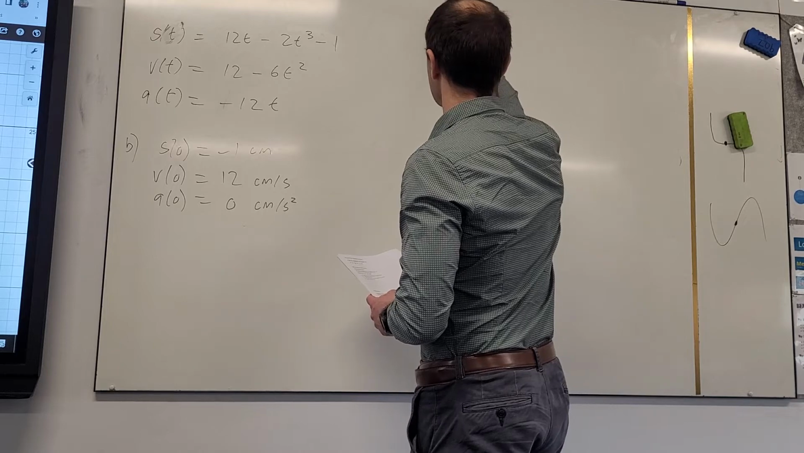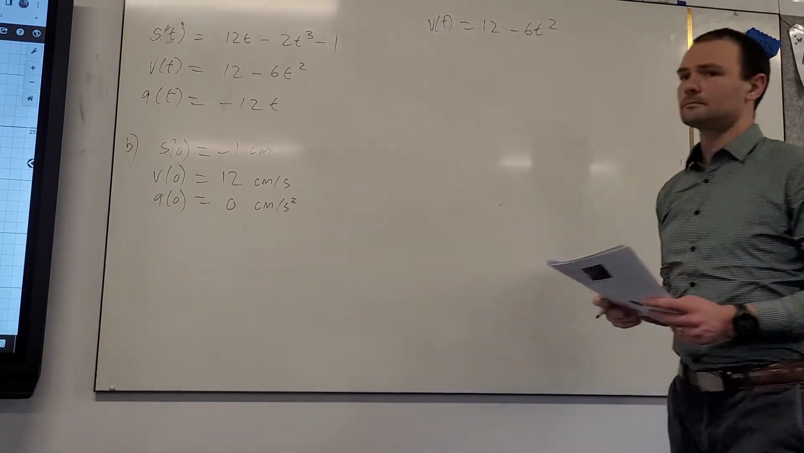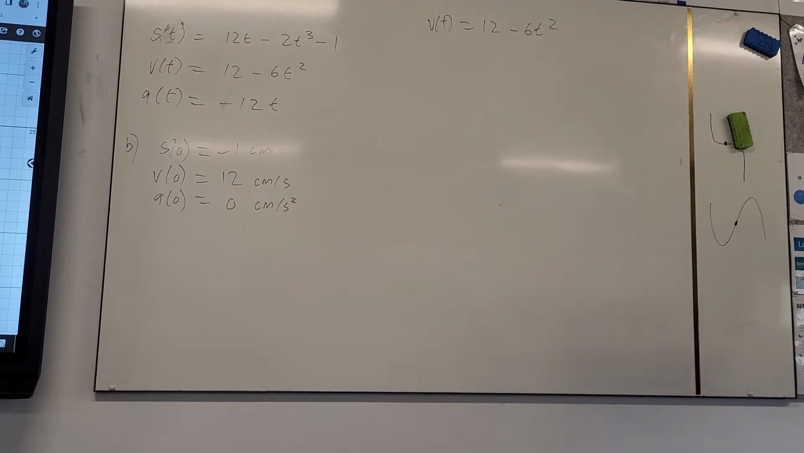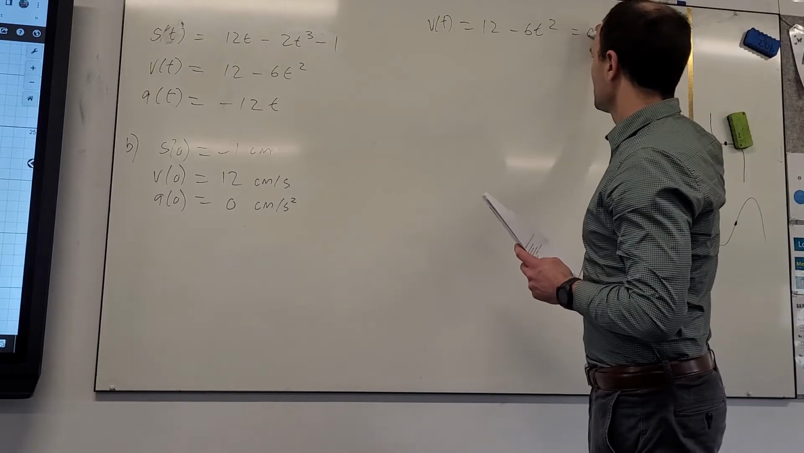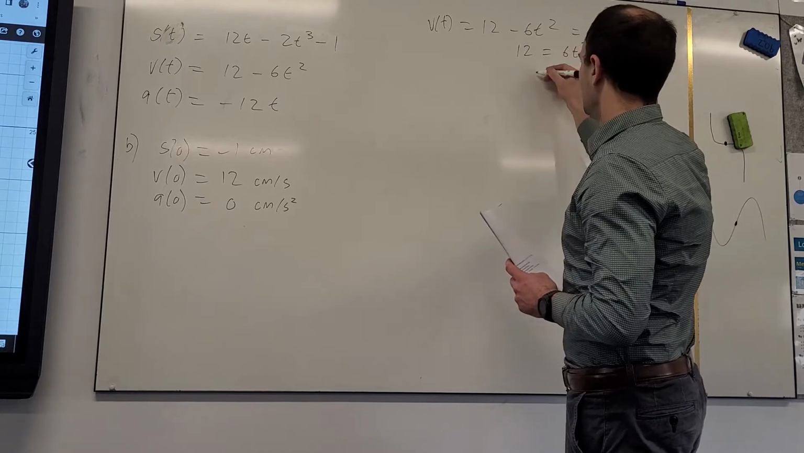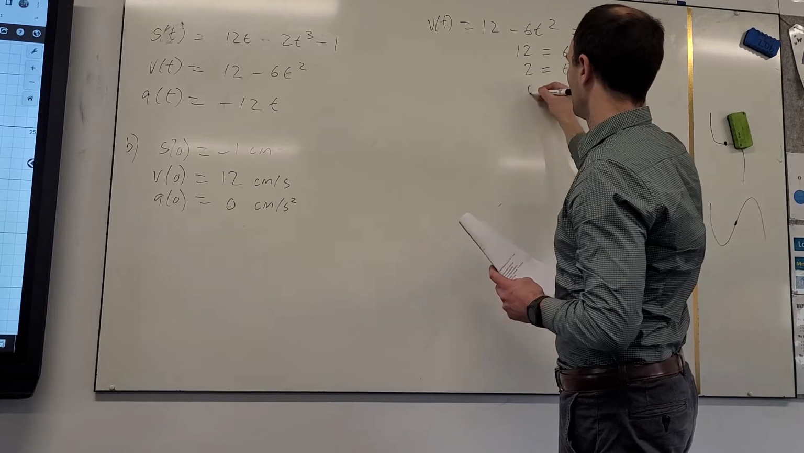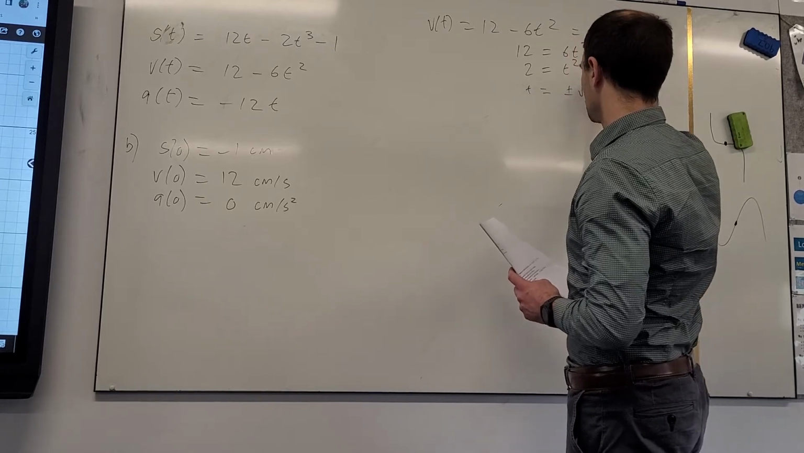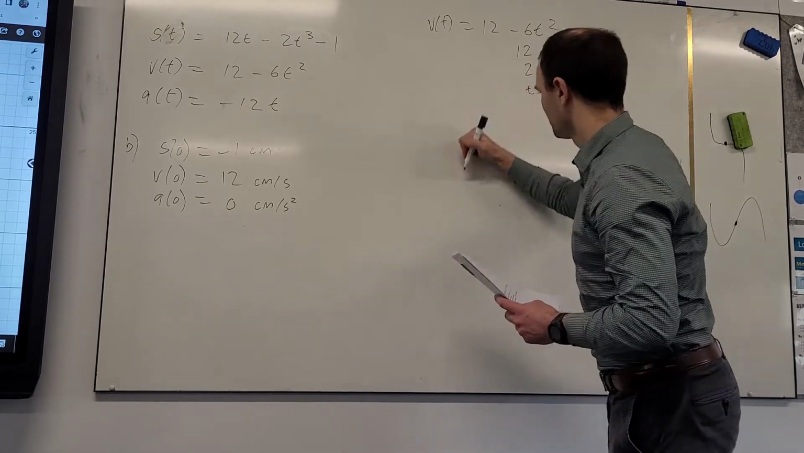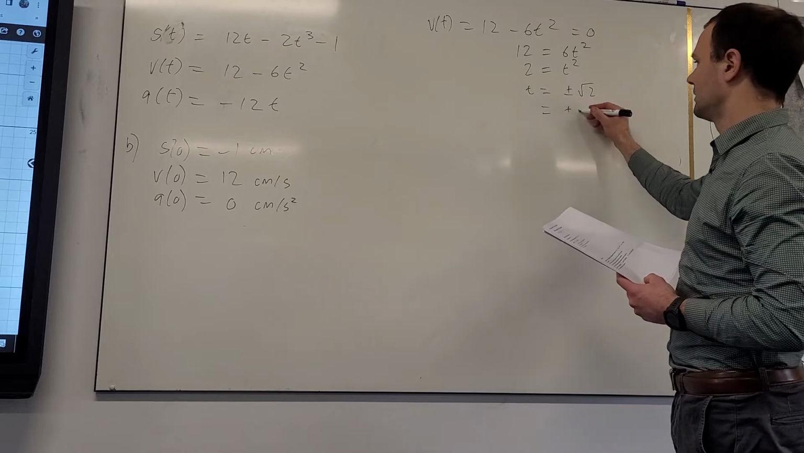So we have the velocity: v(t) = 12 - 6t^2. And we want to know when it equals 0, so we're finding the roots. Divide both sides by 6, and then we square root both sides. So we'll have t is plus or minus the square root of 2. So that means positive root 2 and negative root 2. We've got two solutions.